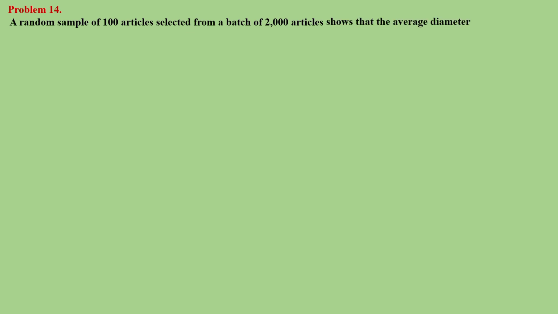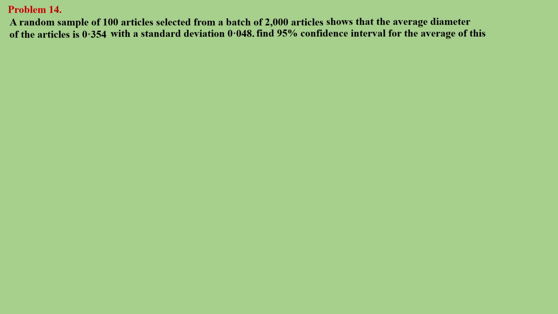Next problem. A random sample of 100 articles selected from a batch of 2000 shows that the average diameter of the articles is 0.354 with a standard deviation of 0.048. Find the 95% confidence interval for the average of this batch of 2000 articles.